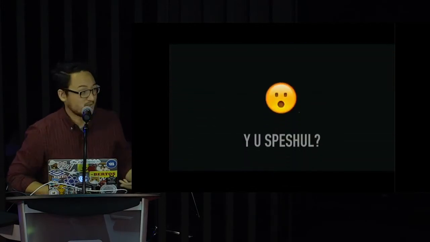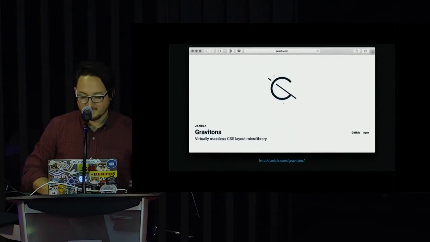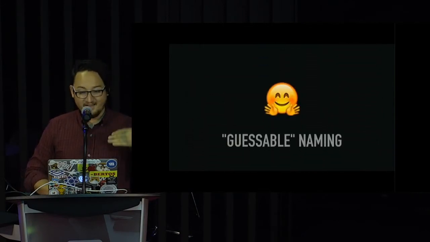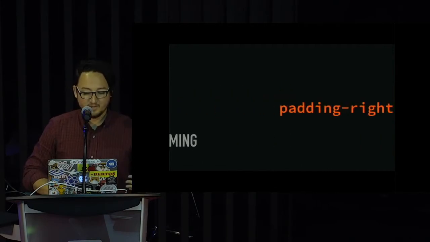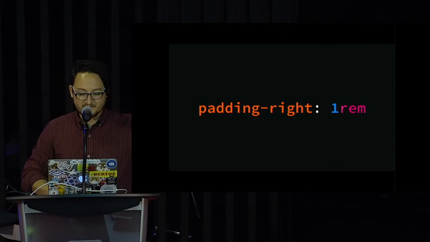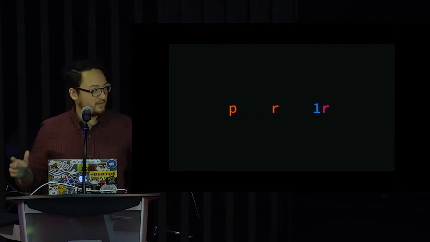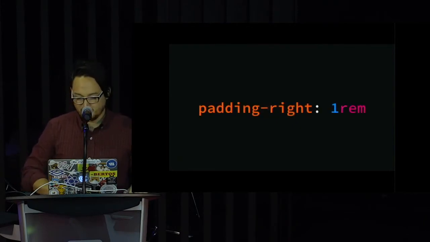So why is this so special? There are other libraries like tachyons and gravitons that do the same thing. I am partial to it because it has these guessable names. If you have a property that looks like this, it's going to dehydrate very cleanly into this class selector, which means you can kind of guess what it's supposed to be.